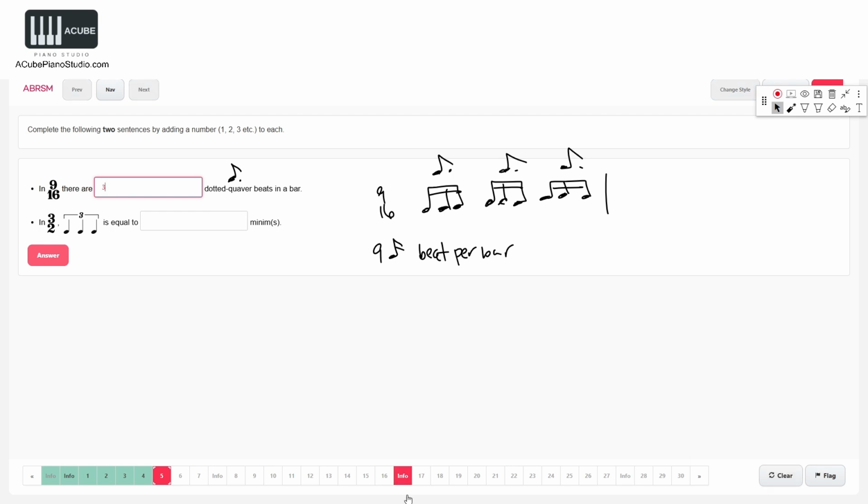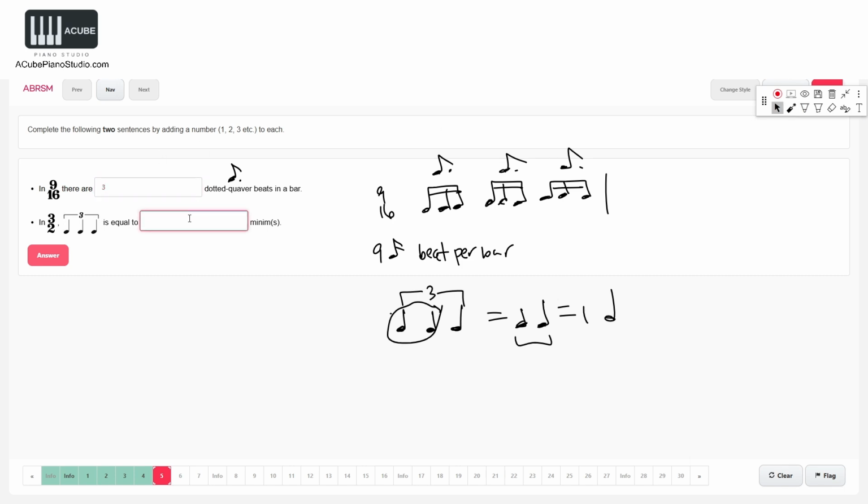Okay. Moving on to this. In 3/2 time, this is equal to how many minims? So remember when you have a triplet, it's like 3 becomes 2, right? So the time value is equal to just the time value of 2 of them without the triplet sign. And these 2 crochets are equal to 1 minim. So therefore the answer is, in 3/2 time, this is equal to 1 minim.